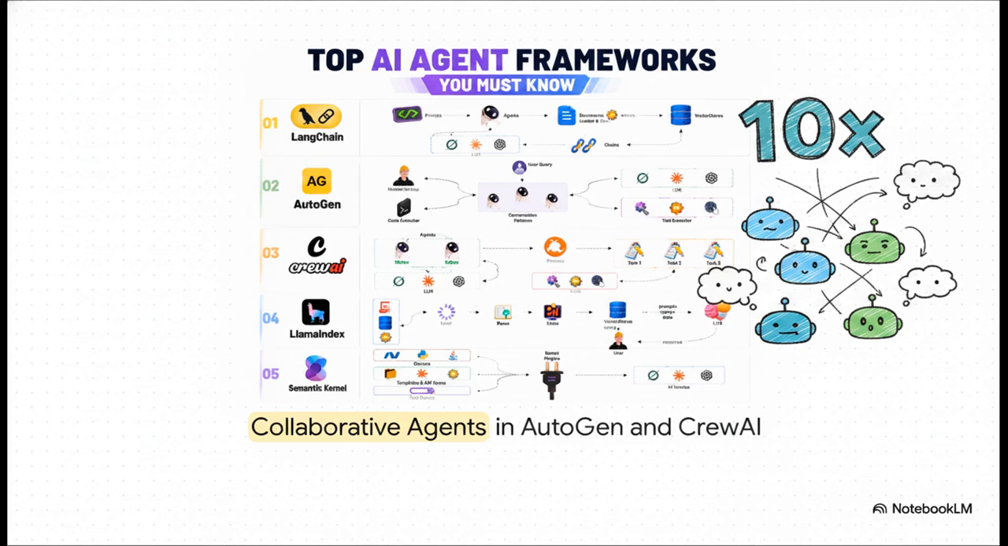This represents collaborative agents. And guys, this is the secret sauce to that 10x improvement. Instead of forcing one single AI to juggle researching and writing and fact-checking all at once, which almost always leads to mediocre results or hallucinations, you spin up specialized agents that work in parallel. They debate and they refine their work simultaneously.